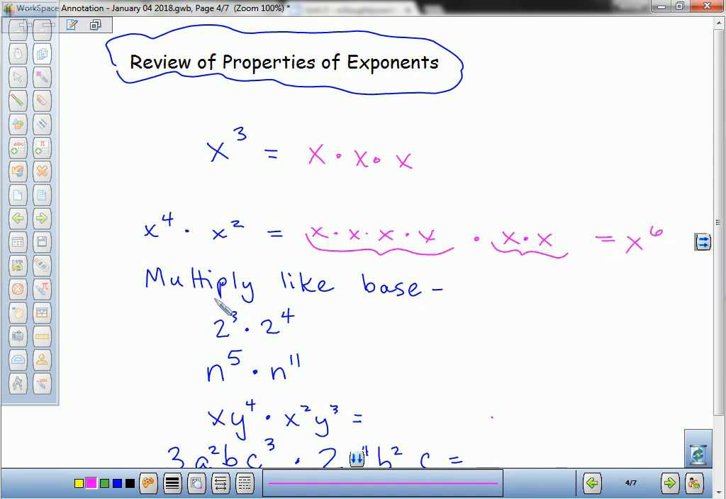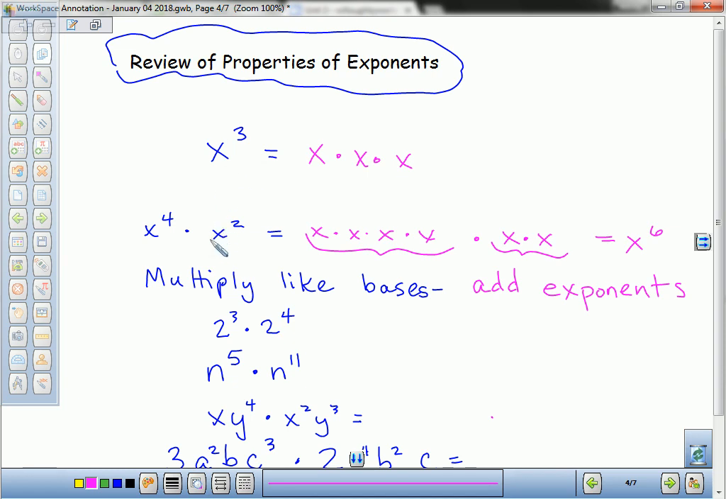So the reason why when you multiply like bases, we add the exponents is because of this. X to the 4th means the product of 4 x's. X squared means the product of 2 x's. So 4 plus 2 is 6. So when you multiply like bases, you add the exponents.